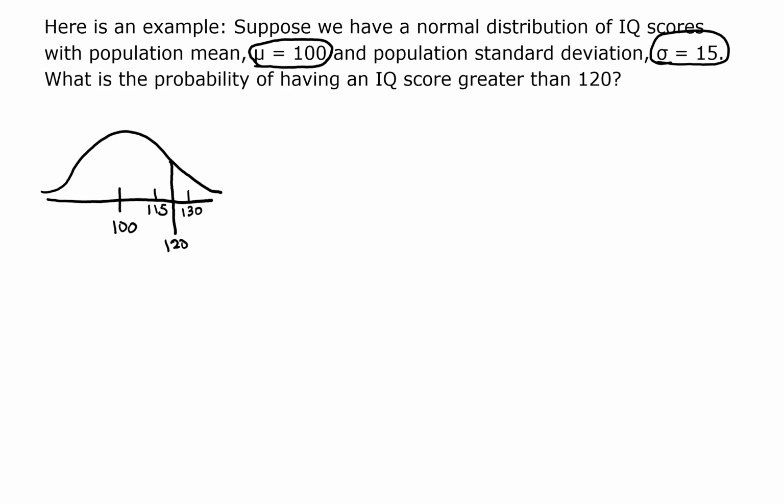Step 2, we just sketch the score. And step 3 is read the problem again to see if you need the probability of getting a score greater than, less than, or between the scores. So our problem is asking for greater than 120. That means we're looking for this area. Let's sketch this out. This is the tail, and remember, this is the body. So we're looking for an area in the tail.